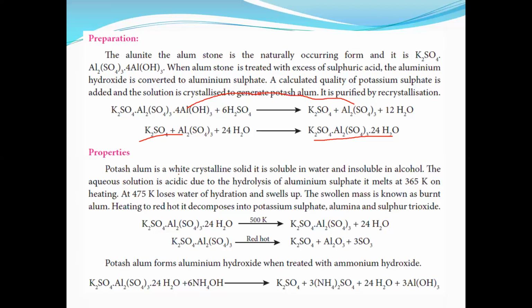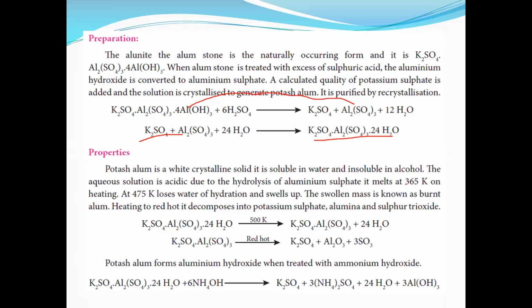Potash alum is a white crystalline solid. It is soluble in water but insoluble in alcohol. The aqueous solution is acidic due to the hydrolysis of the aluminum sulfate. So if we mix this compound in water, the newly forming solution is acidic in nature.